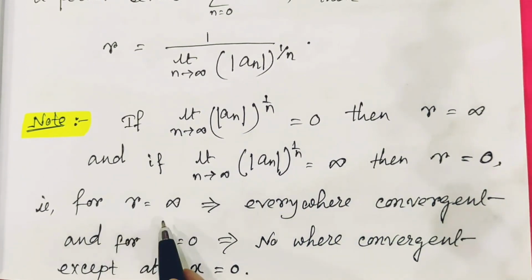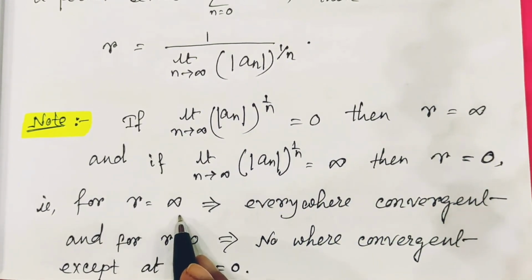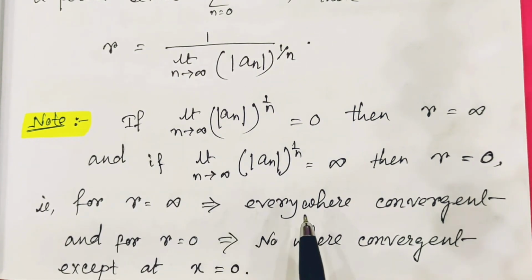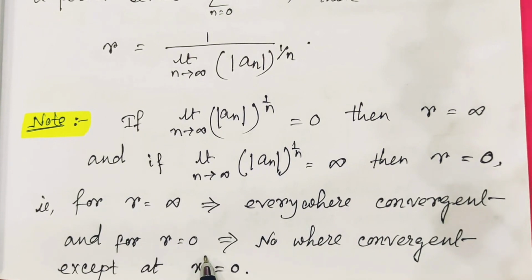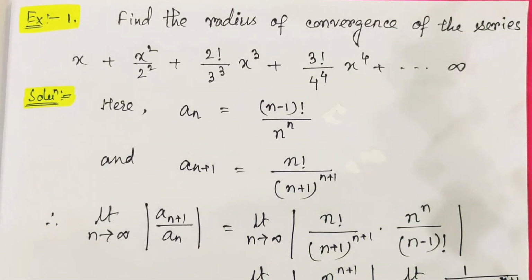So for r equal to infinity, it implies that the given series is everywhere convergent, and for r equal to 0, it implies that it is nowhere convergent except at x equal to 0. Now we should validate both these rules by using some examples. So here is our first example.